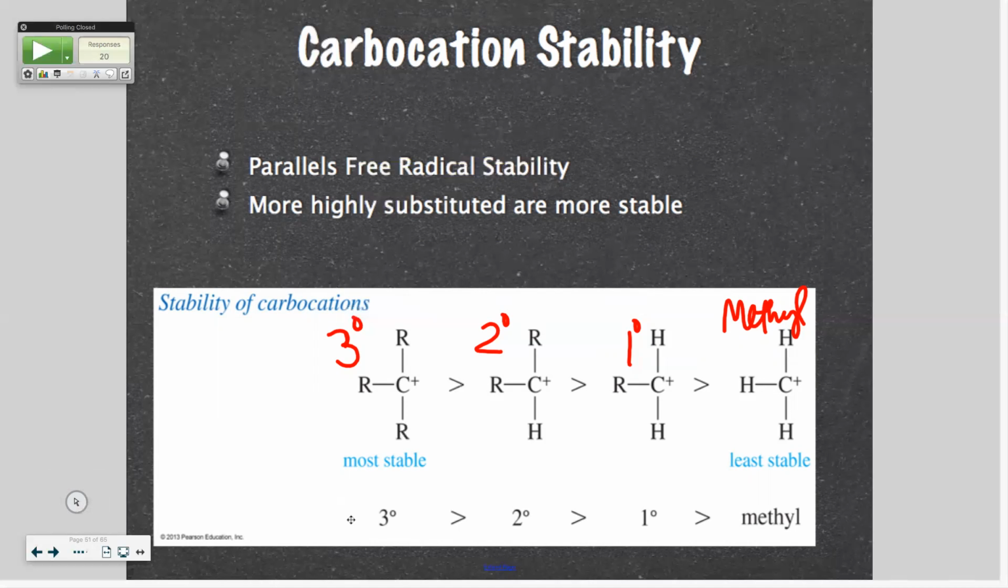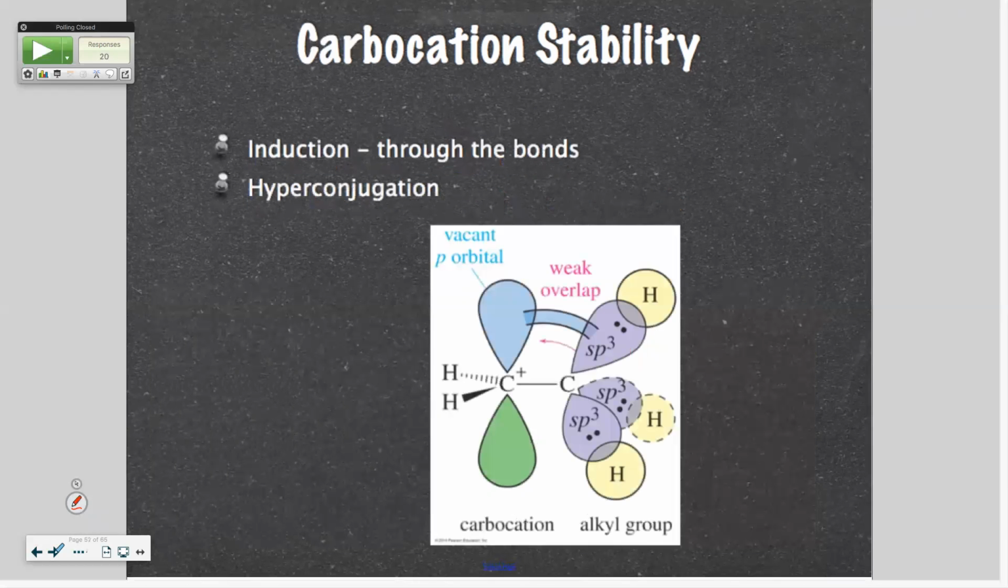Okay. So now you know what I'm going to ask you next, don't you? Why? Why is the tertiary more stable? Well, why was the tertiary free radical the most stable? There were two reasons. I think it's on a slide. Yeah, here it is. I was pretty sure it was.